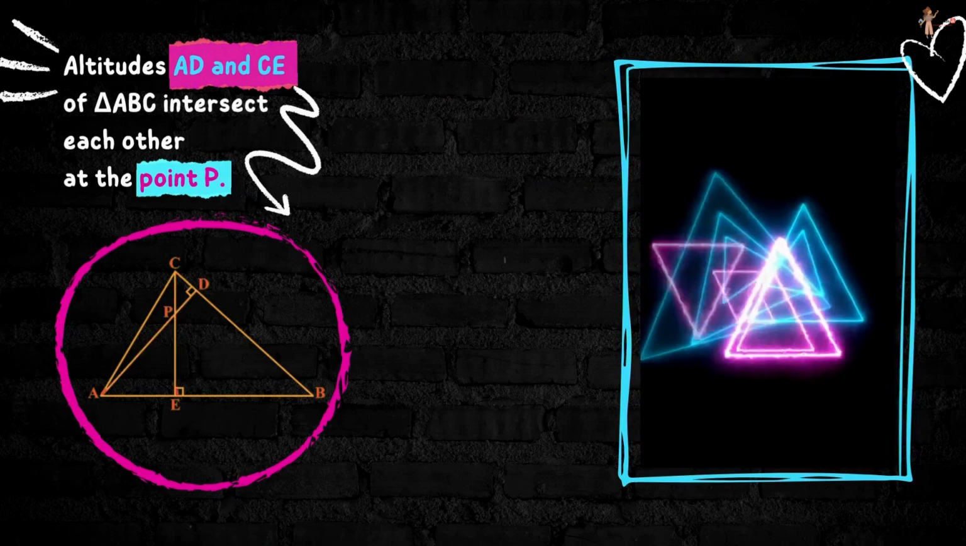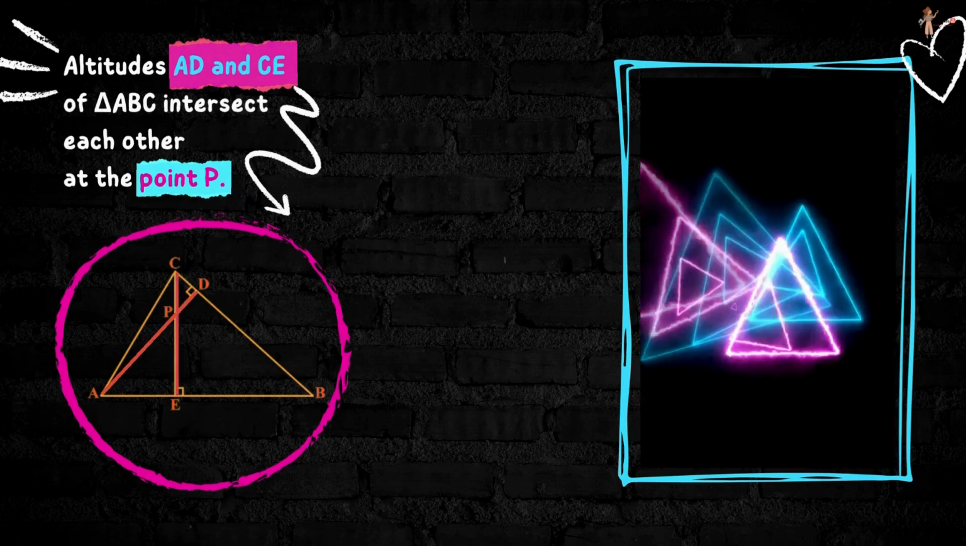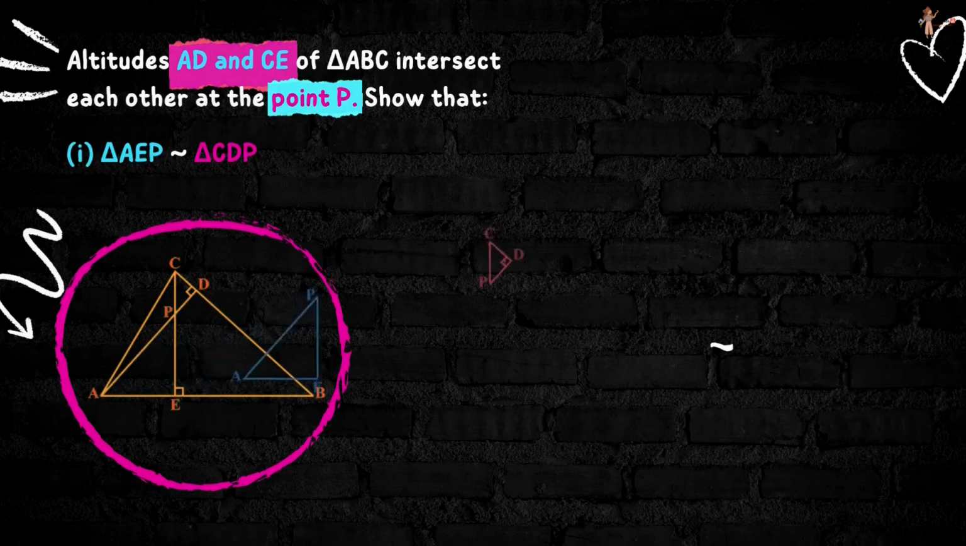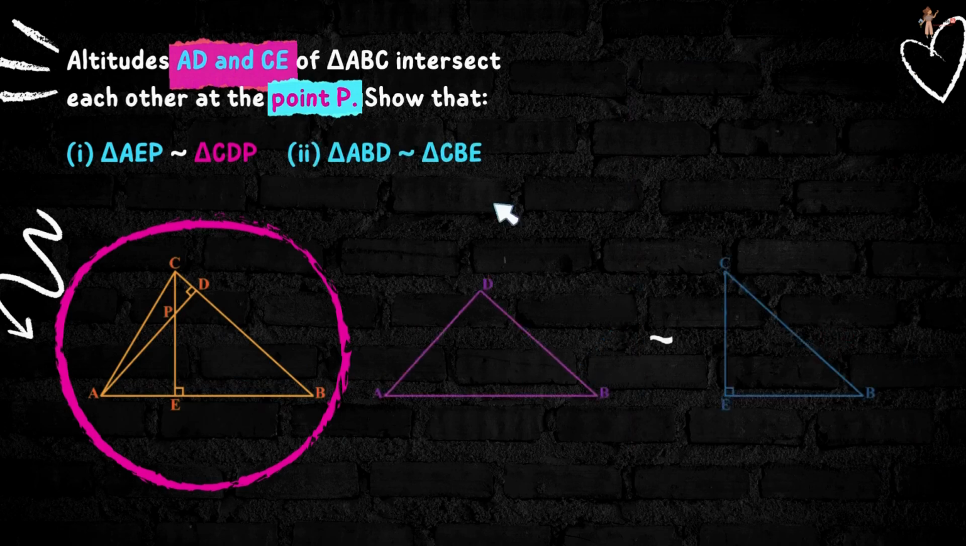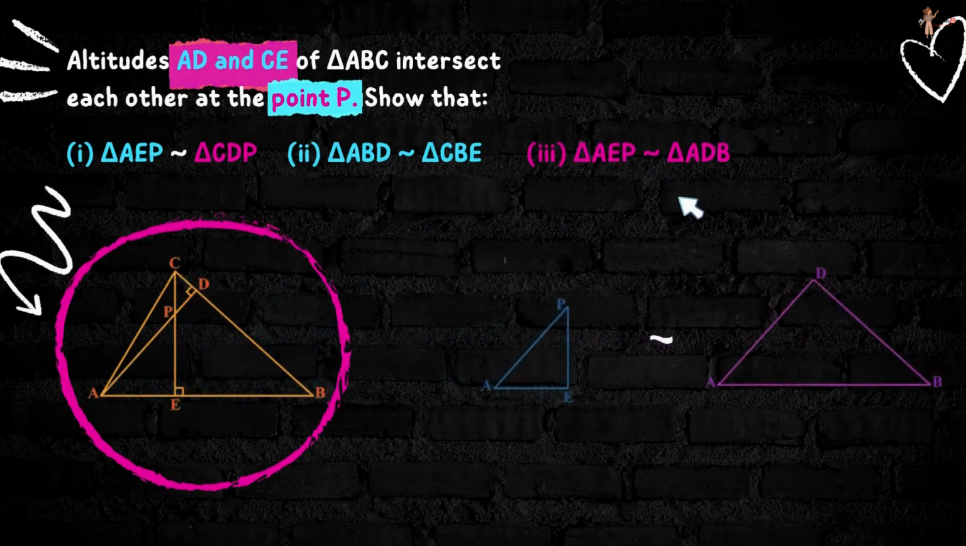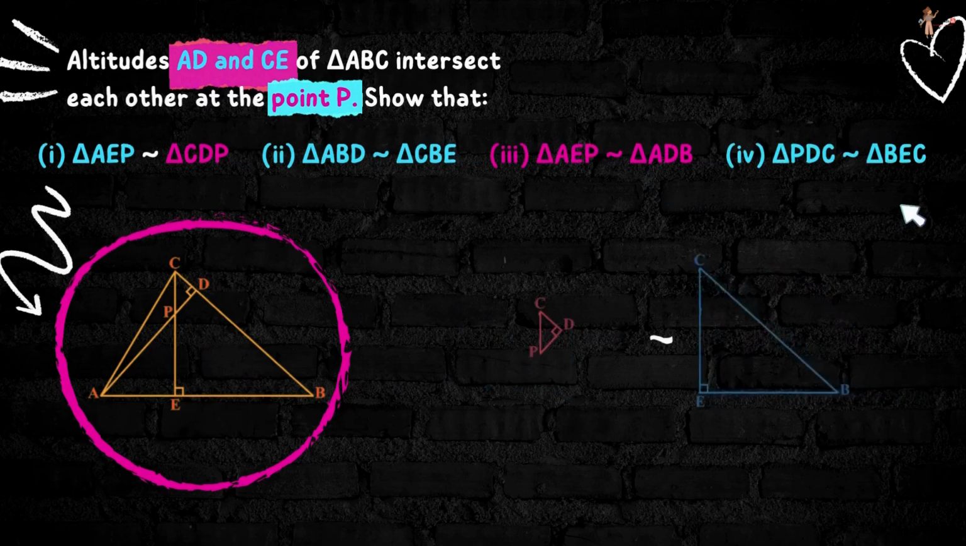Altitudes AD and CE of triangle ABC intersect each other at the point P. Show that triangle AEP is similar to triangle CDP and triangle ABD is similar to triangle CBE. Similarly, triangle AEP is similar to triangle ADB and triangle PDC is similar to triangle BEC. Let's start with part 1.